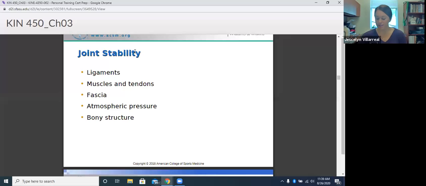Fascia contributes to joint stability. Let's say, for example, the IT band of the TFL. Atmospheric pressure creates greater force outside of the joint than the internal pressure exerts within the joint. So atmospheric pressure is important for aiding in joint stability. Lastly, the bone and bony structure is an important contributor to joint stability. So what type of bony structure is it? And are there limitations of extension?